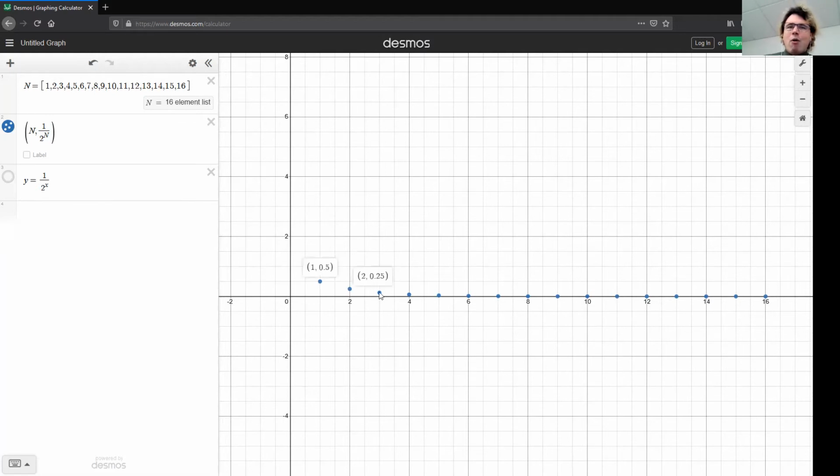The farther I go out to the right, the closer my sequence values get to 0. And in fact, starting at n equals 11, Desmos itself cannot tell the difference between these sequence numbers and 0, because computers can only work with finitely many decimal points.